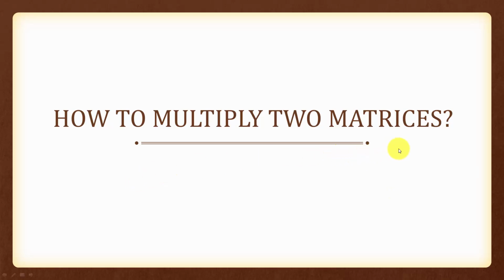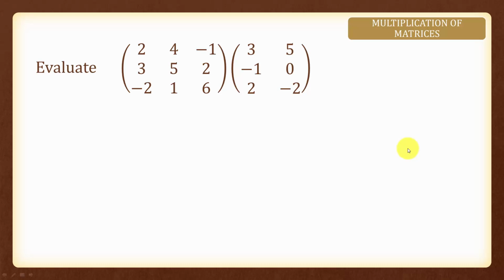Next, let us look at how to multiply two matrices. We are asked to evaluate this matrix multiplied by this matrix here. First, we have to look at the dimension of the matrices to see whether we can multiply these two matrices. Since the number of columns in this matrix is the same as the number of rows in the other matrix, we can multiply these two matrices to give us the order of the matrix product to be 3 by 2. So the first step is to write down the order of the matrices and the order of the matrix products.